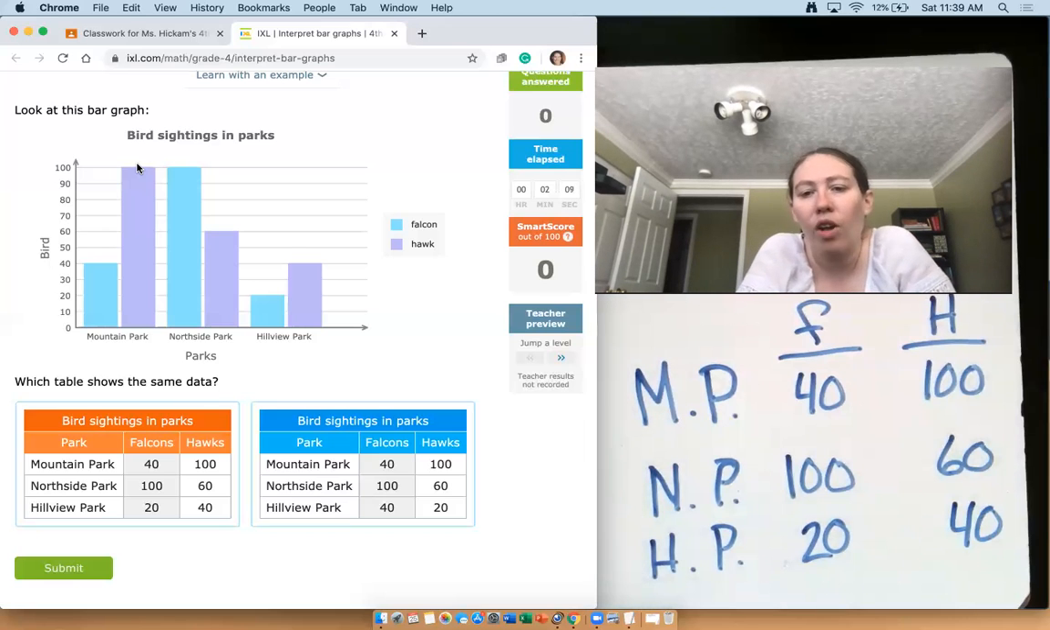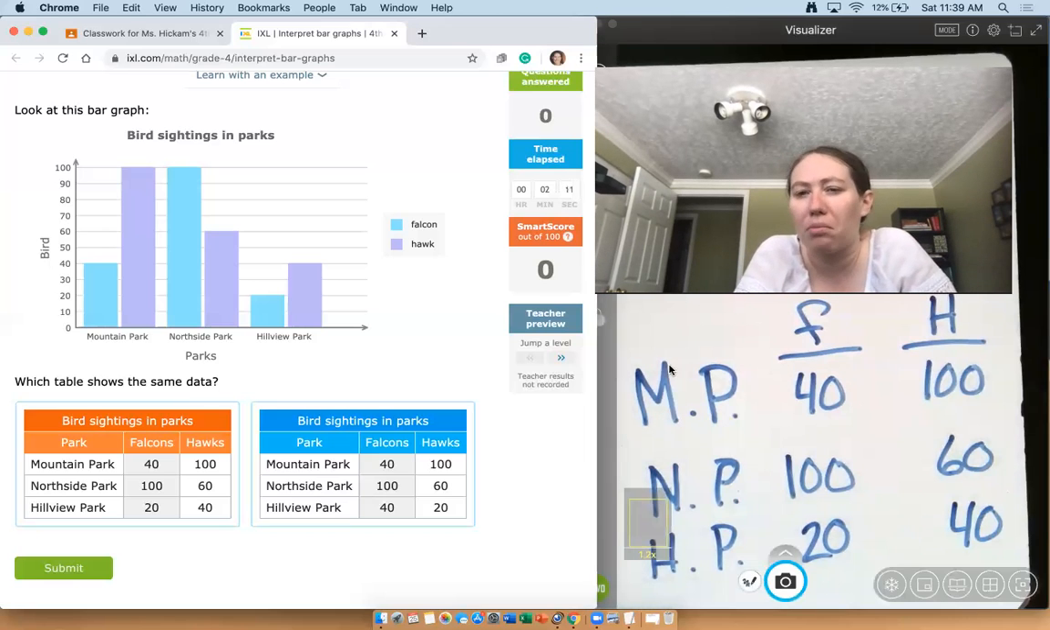Okay, so I basically made my own table to compare my data. So I'm looking 40, 100, 40, 100. Okay, so both of them have the correct data for Mountain Park. For Northside Park, we have 160, 160. Okay, those both check out. But here they have the data reversed. So one says 20 and then 40. The other says 40 and then 20.